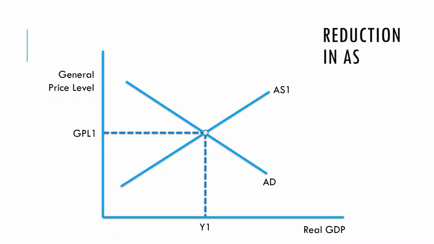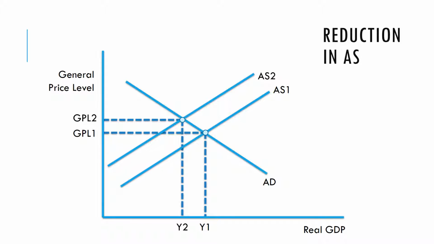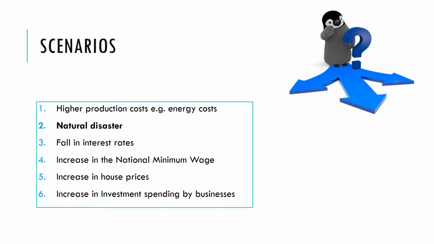Well, higher production costs would result in a reduction in aggregate supply. This would cause a rise in inflation and a fall in national income. What about a natural disaster? Which curve would this affect and what would be the impact? Again, pause the video, have a quick sketch, and then we'll have a look.